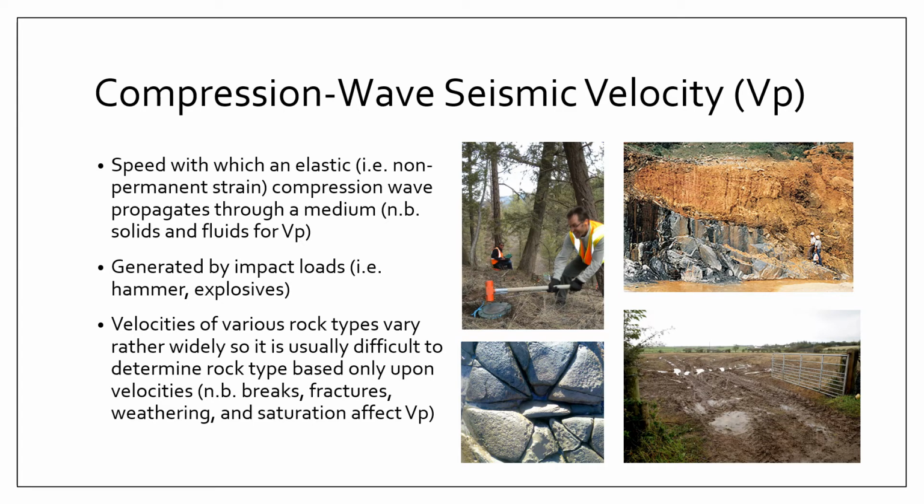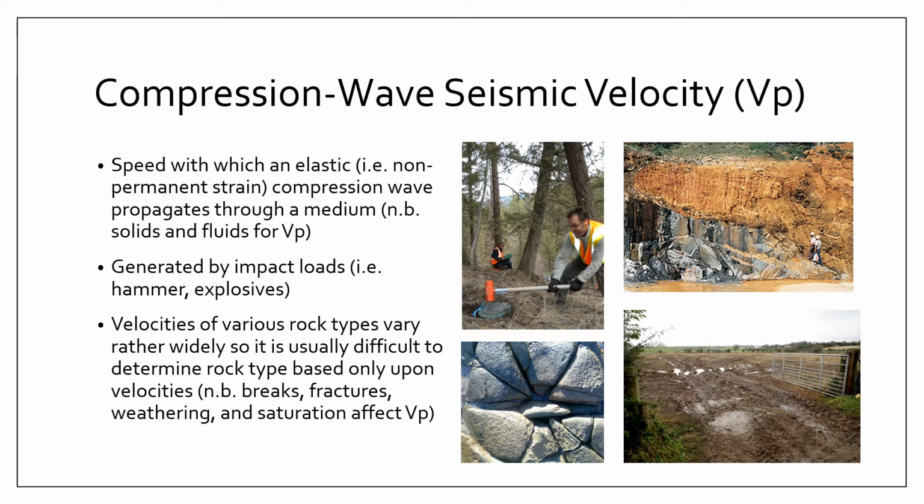right? And by medium, I refer to solids and fluids for compression wave velocity. If you will remember, P wave velocities or compression wave velocities, they are compressional and they essentially can travel through air, water, and solids. Now, compression wave velocity is relatively easy to generate during surveys. As you can see in the photo, you can use a hammer or you can use explosives.